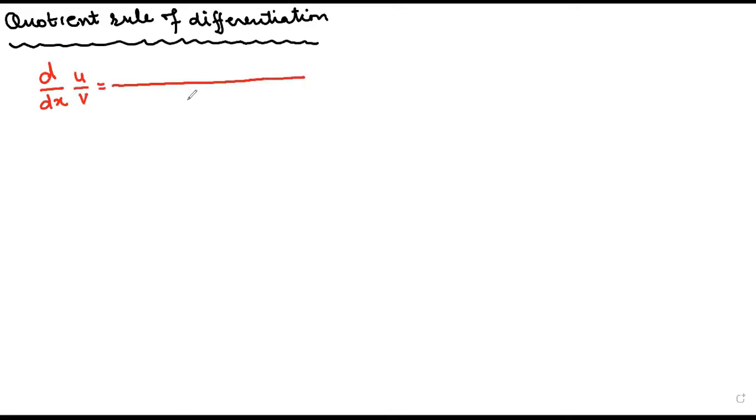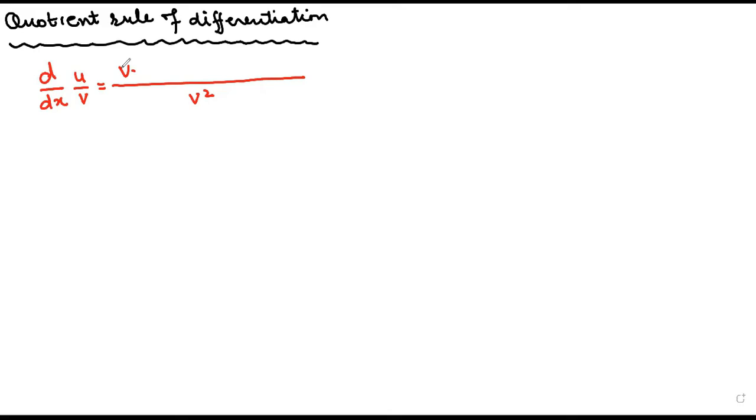We will write down the square of v in the denominator. Now, there is a condition that in the numerator, we will write down v as it is. In the product rule, there was no condition. There were two functions in the product rule, u and v. We can write down any function as it is and multiply with the derivative of the other function.